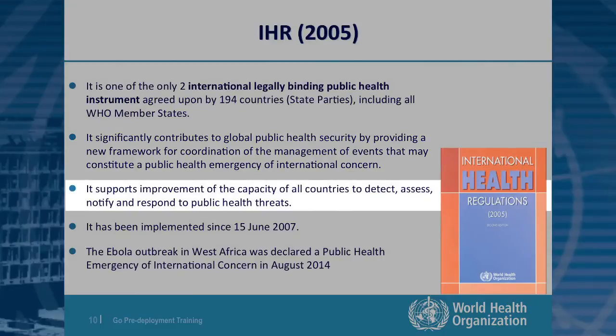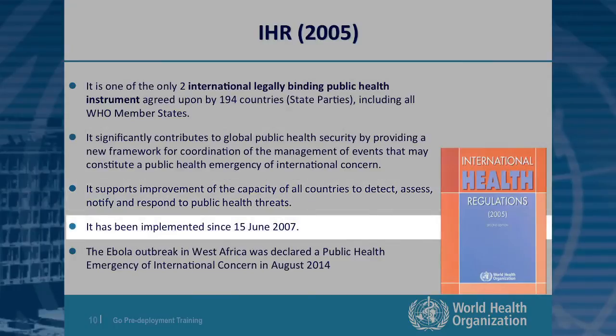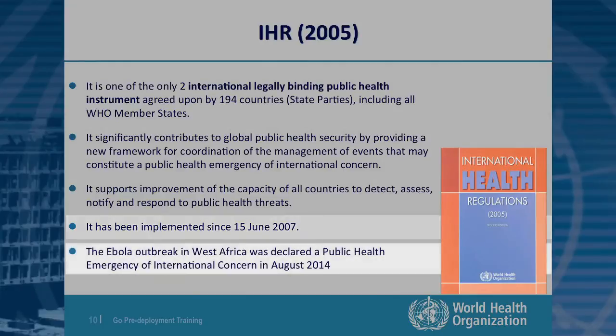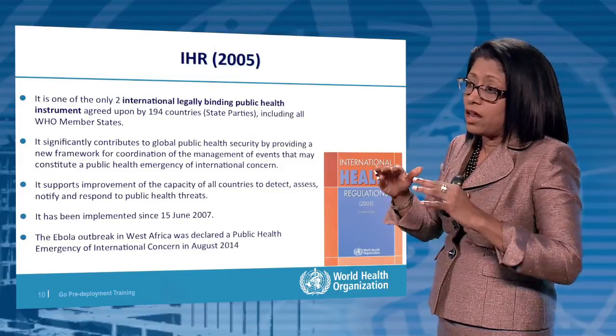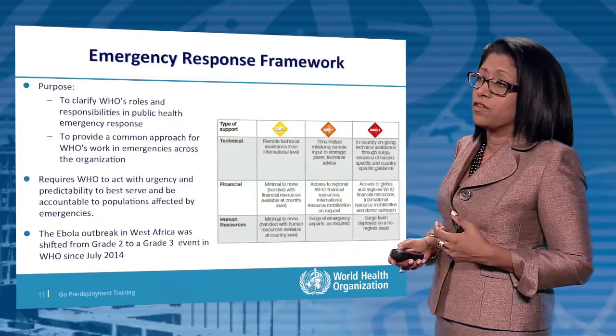It supports improvement in the capacity that all countries have to detect, assess, report or notify, and respond to public health threats. The revised version has been implemented since 15 June 2007. And in fact, a very important deadline is coming up in June 2016, where member states should have achieved minimum levels of capacities to detect, assess, notify, and respond to public health threats. The Ebola outbreak in West Africa was declared a public health emergency of international concern in August 2014 under the International Health Regulations. And this has triggered a chain of events within countries, by the entire international community and by the World Health Organization to step up and scale up the response.